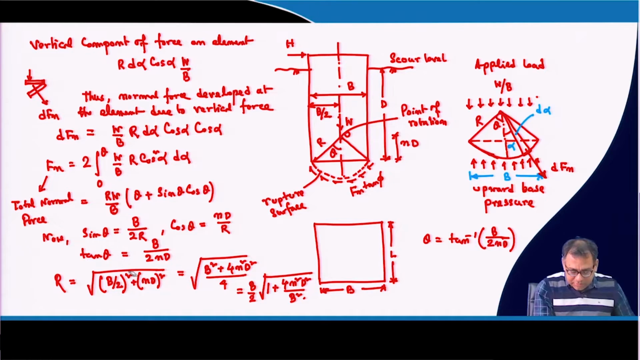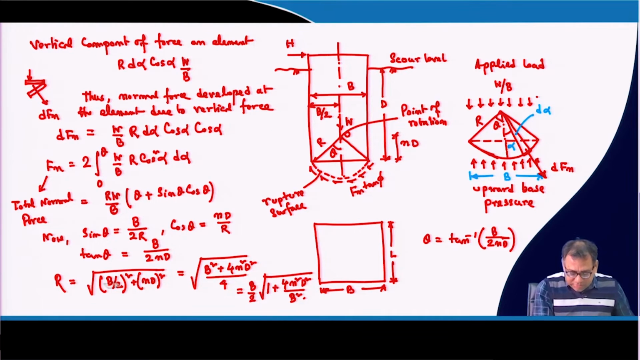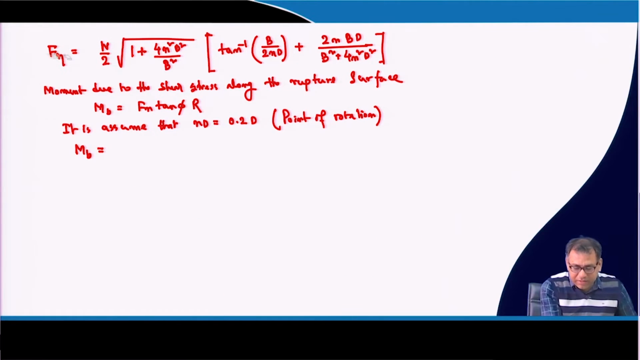Sorry, tan phi is the friction angle, so tan phi should be there. I can replace r with this equation. Then Fn I can put with this equation, and with this equation I can put 0.2 d in place of Nd, and then if I simplify that, I will get MB as q w b tan phi.